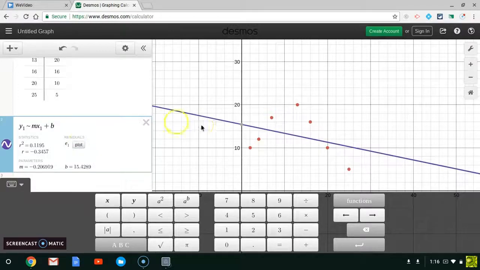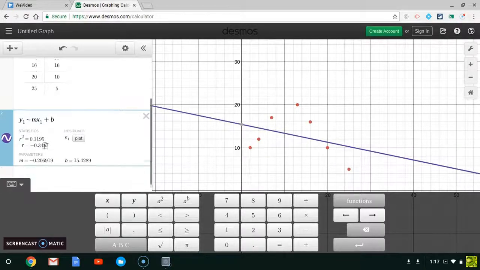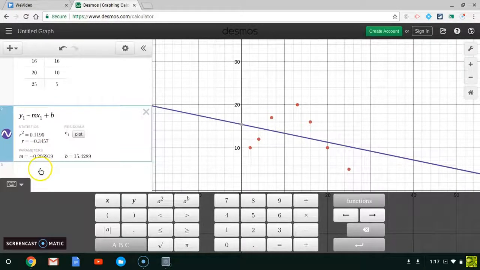Okay, and so as we can see, this line does not really fit the data super well. And if we look at our correlation coefficient, it's kind of low. We want it to be near -1 or +1. We don't want it to be so close to 0 like this. But anyway, that's what the line of best fit would be for this data. So I'm going to check exponential next, to see if that's any better.